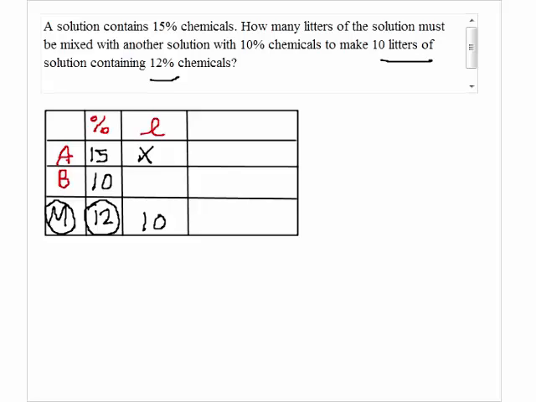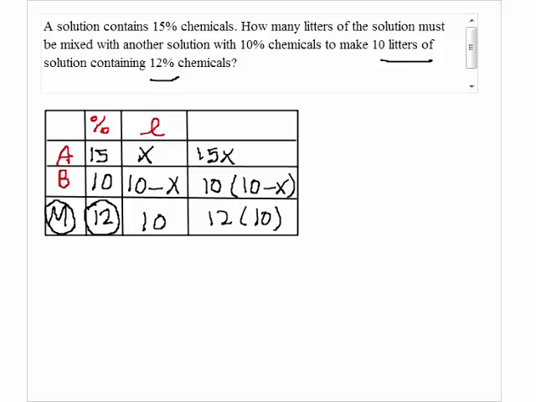Okay, Michelle says X minus 10. Okay, Marianne says 10 minus X. If you have totally 10 liters, and part of them was X, the rest of them would be 10 minus X. That's absolutely correct. So we have 15X for the first solution. The second solution would be 10 times, that's a percent, times 10 minus X. And ultimately, we want to have 12 times 10.